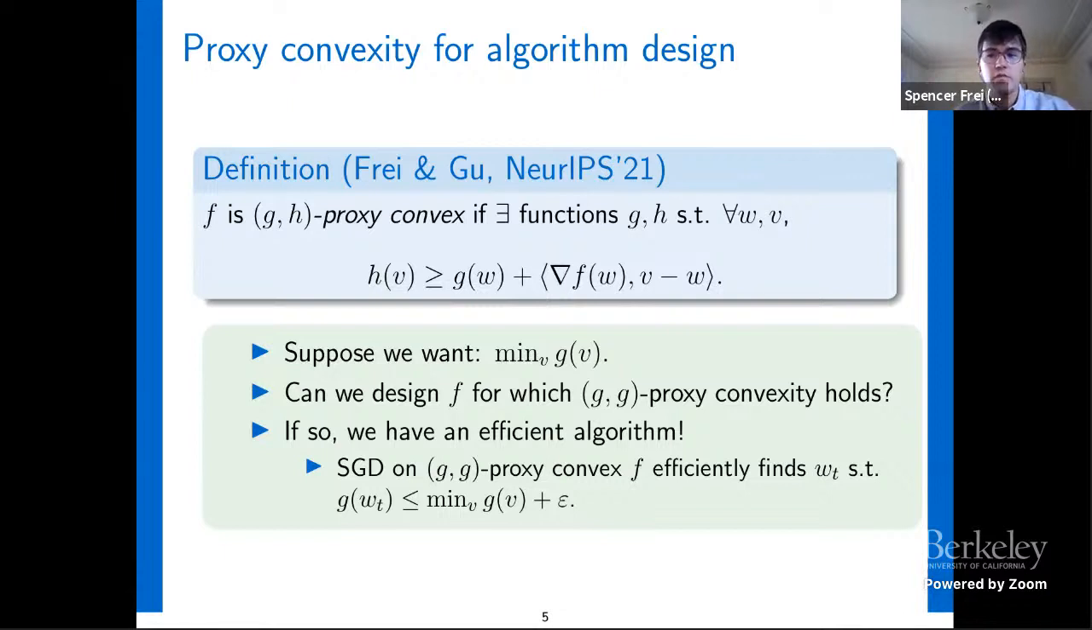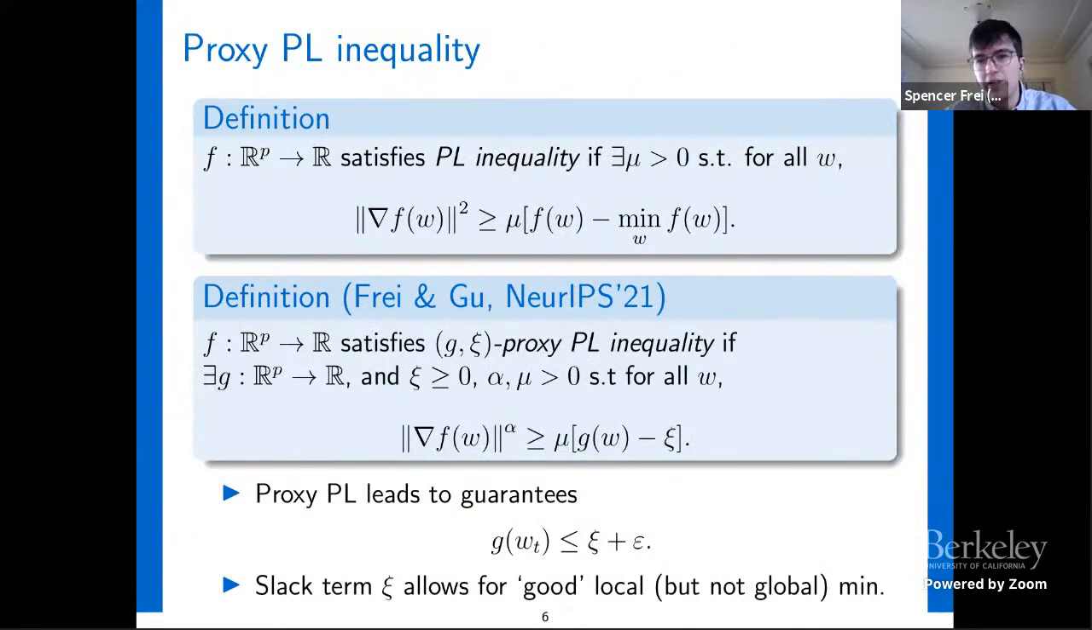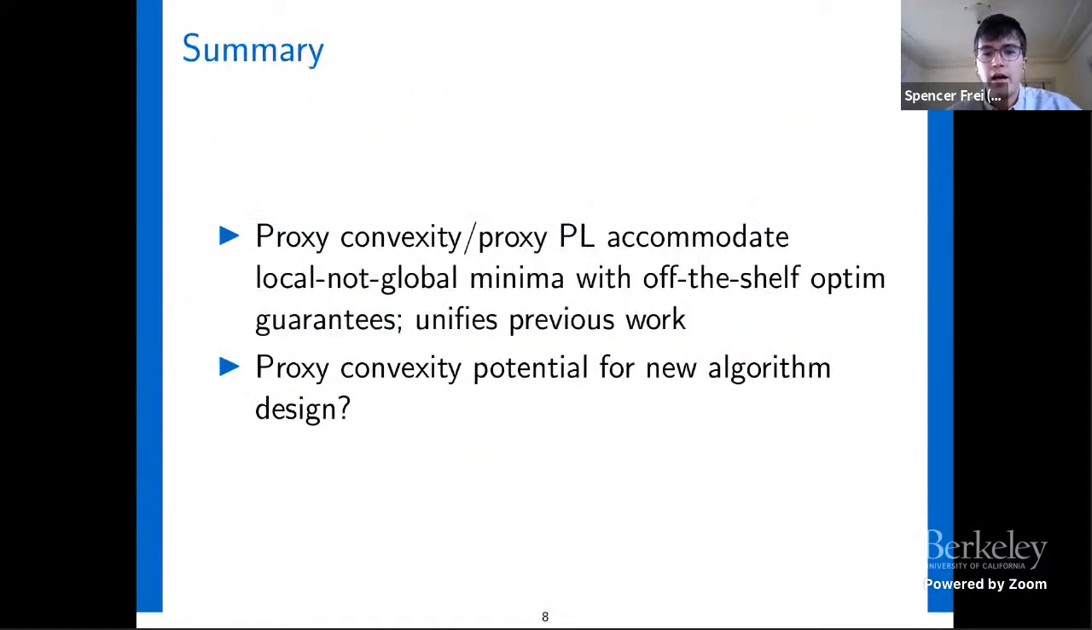And so I think reversing this procedure leads to possibly some new and interesting ways to minimize non-convex objectives like G, by constructing some surrogate objectives F and then performing gradient descent on F. And in the paper, we also introduce this other notion of proxy non-convexity in the form of a proxy PL inequality. I don't really have time to get into that, but if you'd like to hear more, please feel free to come up to me in the Gather Town.